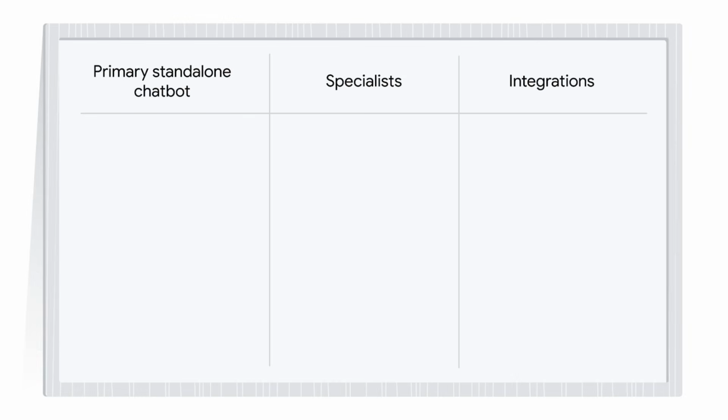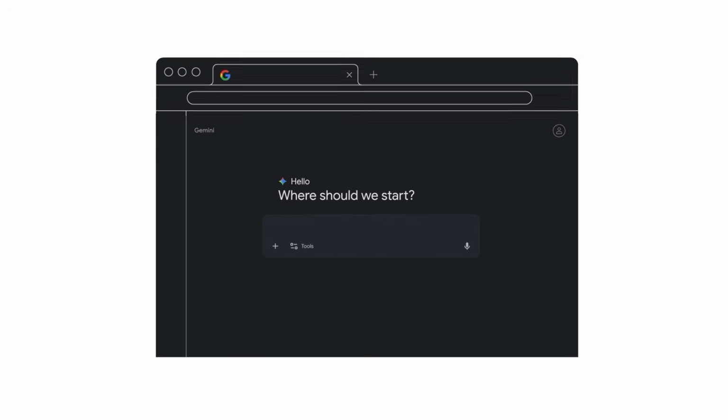If you want to become an expert user of Gemini, you have to understand that Gemini is an ecosystem. I like to categorize Gemini into 3 distinct buckets. First, you have the standalone Gemini app. This is what you see when you go to gemini.google.com. It's designed for when you need a blank canvas to get help with a wide range of tasks.